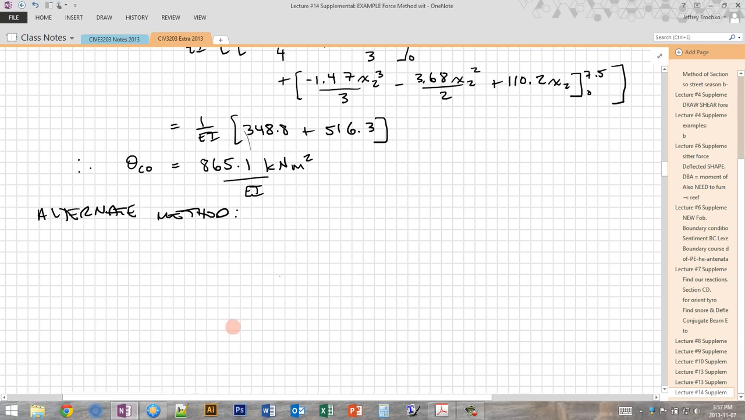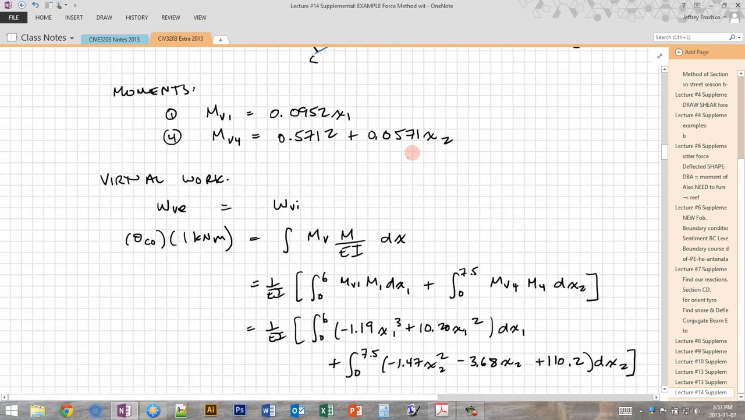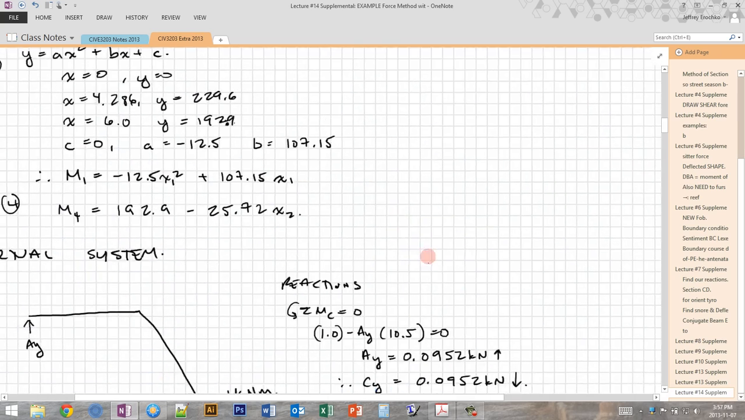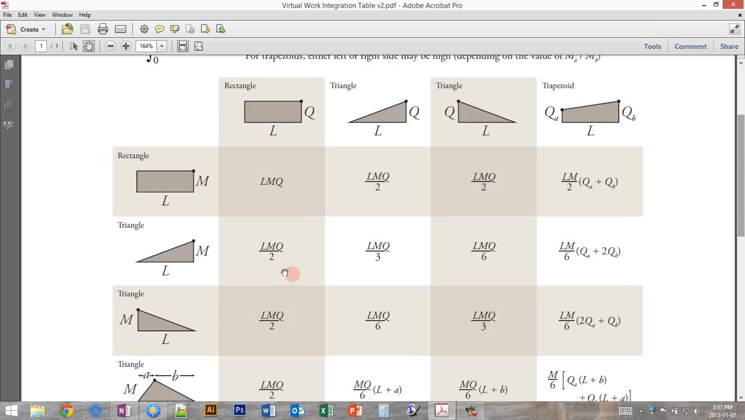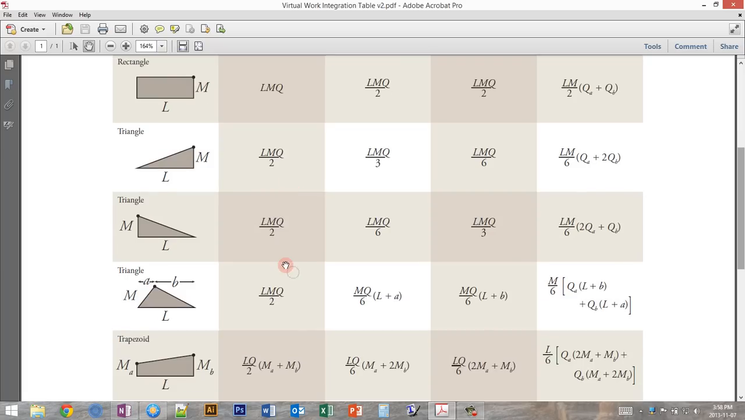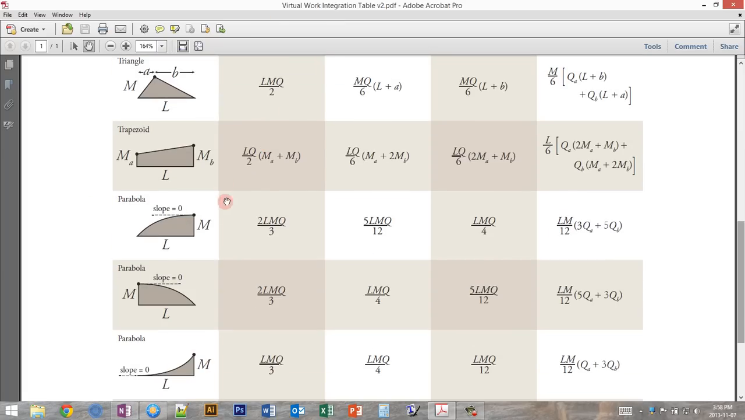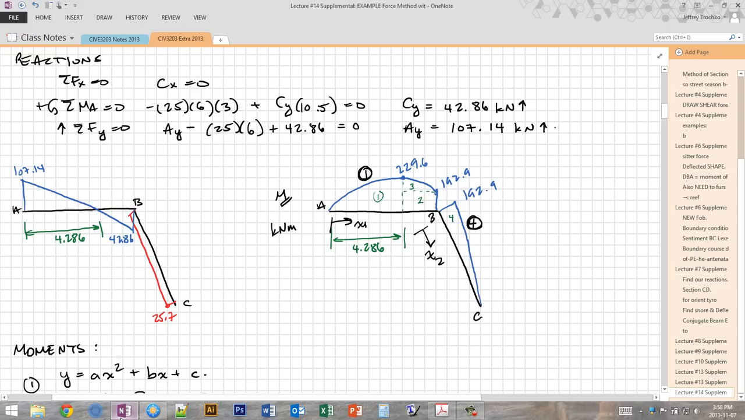So if we go back to our system, it's a little bit complicated. Our first shape here is a parabola, and you'll notice in this table the parabolas always have to have a slope of 0 at one end. So we can't just take this entire parabola here between A and B. We actually have to split it. So we have one parabola, which is labeled number 1 here.